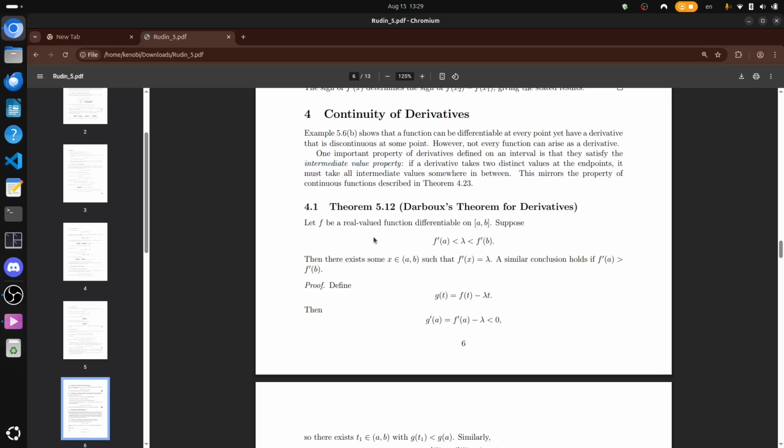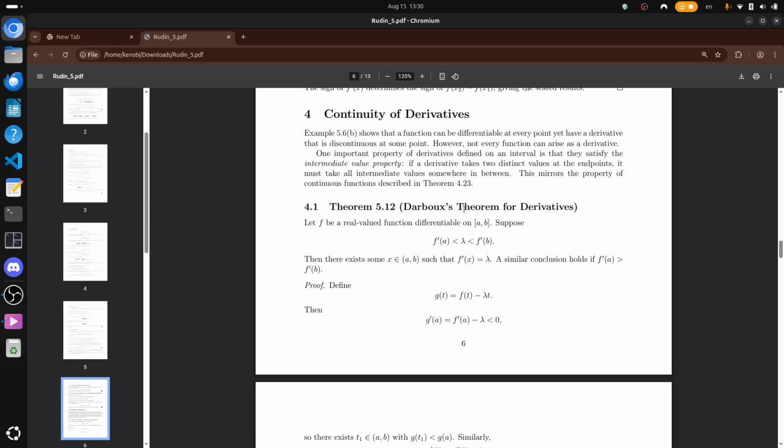Is this actually called the Darboux theorem? Let me just make sure. I'm not sure. Yeah, it's called the Darboux theorem.